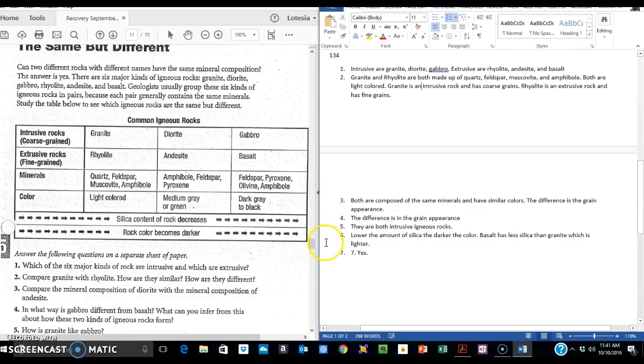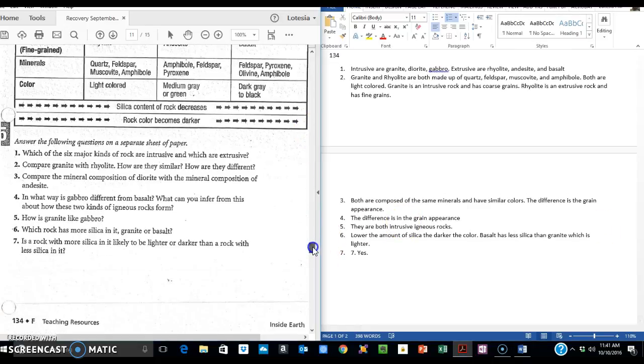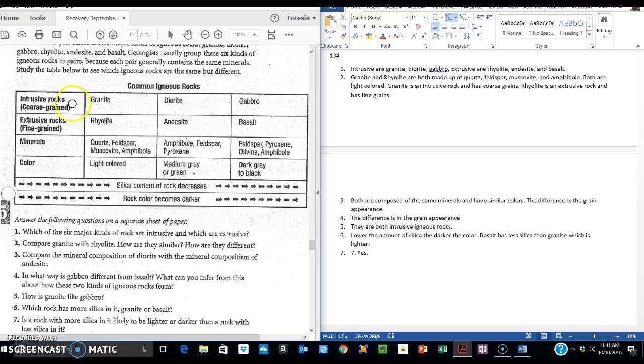All right, so for page 134, which of the 6 kinds of rocks are intrusive? Which of the 6 kinds are extrusive? So if you look here at the chart, intrusive rocks are the ones going straight across on that row. You have granite, diorite, and gabbro. Extrusive rocks are the ones going straight across in this row. You have rhyolite, andesite, and basalt. So for your answer, you should have written intrusive rocks are these 3. The extrusive rocks are these 3.